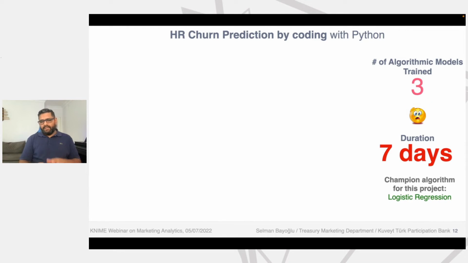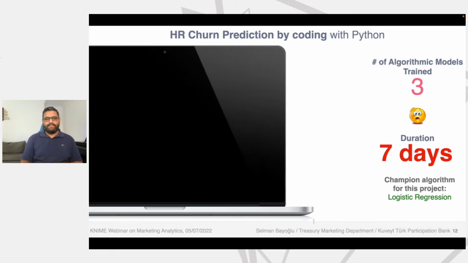And let's see, okay, what was the champion algorithm out of these three? It was logistic regression. Don't forget what was the champion. It is logistic regression for that prediction. It was my experience. Maybe some others will find something else, but let's see what's going to come out. And let's see my project coding, how much time it's taking and how long it took to write.